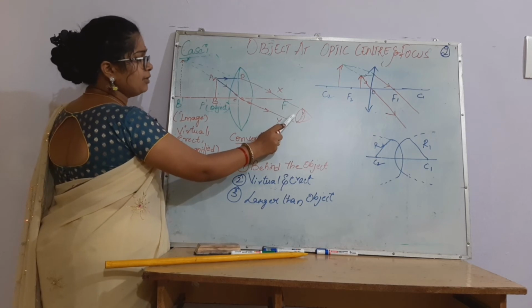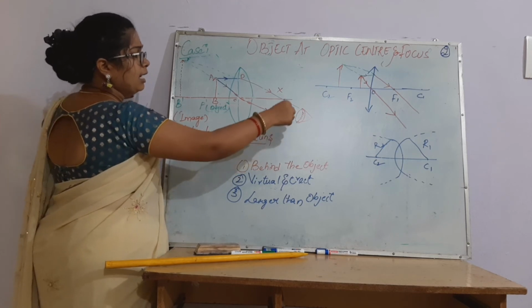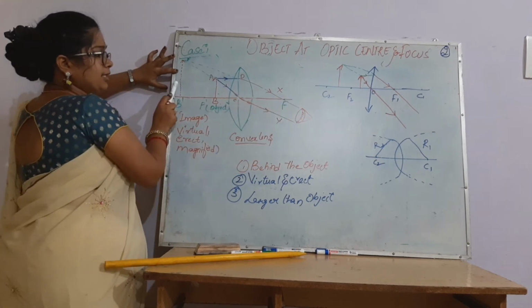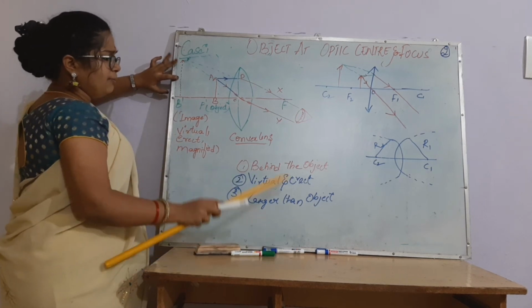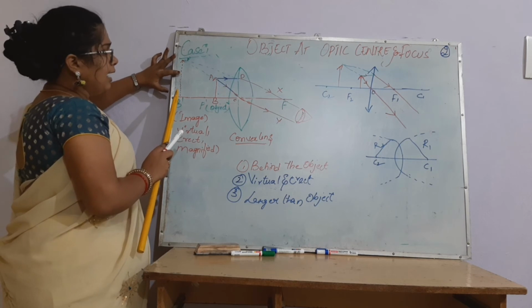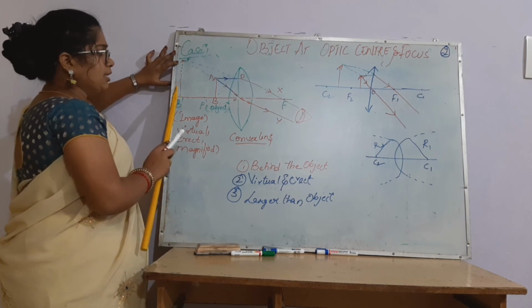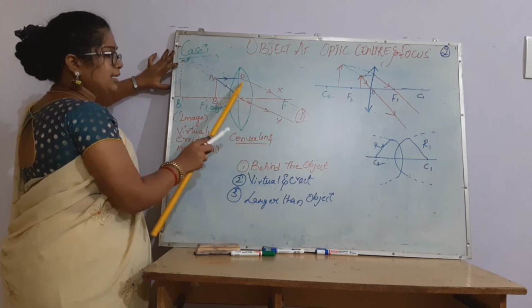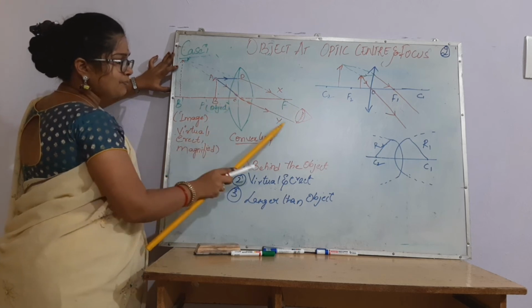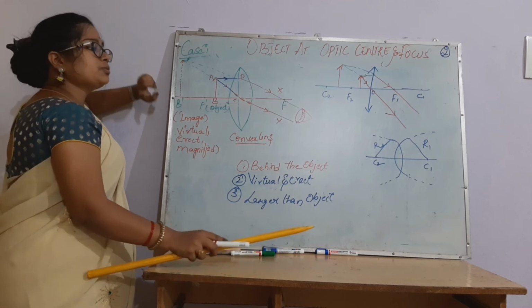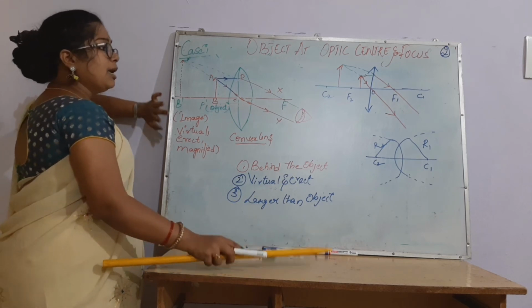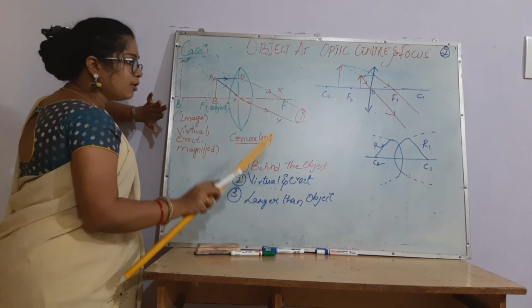So when you see from here, it seems that the image is formed behind the lens, and it is enlarged and virtual, as the rays do not meet, isn't it? See, here the rays are really meeting. Where the rays meet, there the image forms. But here the rays are not at all meeting.